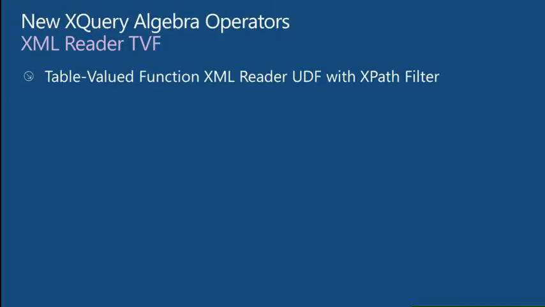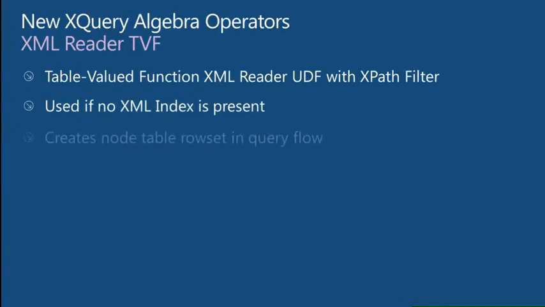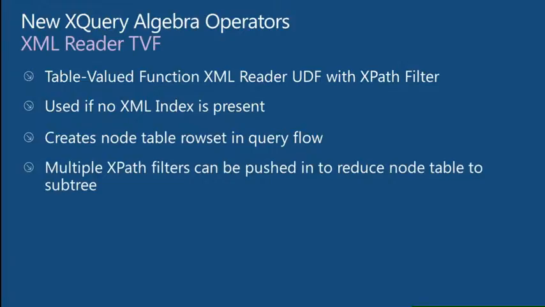In order to be able to do that, our XQuery expressions are primarily translated into these relational expressions against that node table I mentioned earlier. However, in order to create the node table, of course, we have to have an expression that takes the XML and creates that, which is the table-valued function XML reader UDF with XPath filter. That's how it appears normally inside your query window. This is always used if no XML index is present, and it basically creates that node table inside the flow of your query. We can push multiple paths into that to optimize it. Like I mentioned earlier, that value method optimization is doing something similar as well.